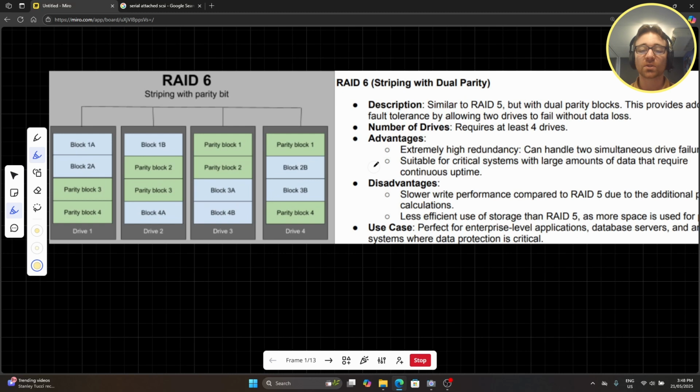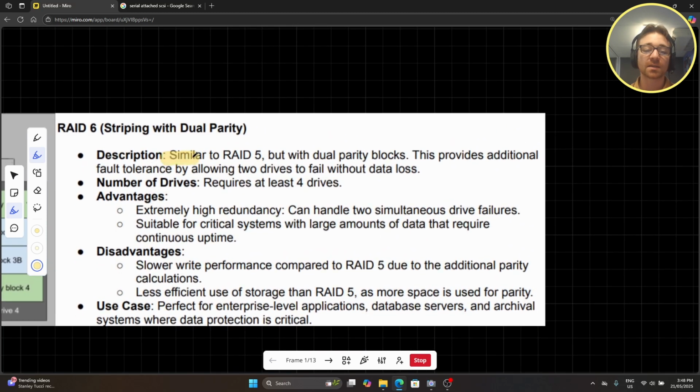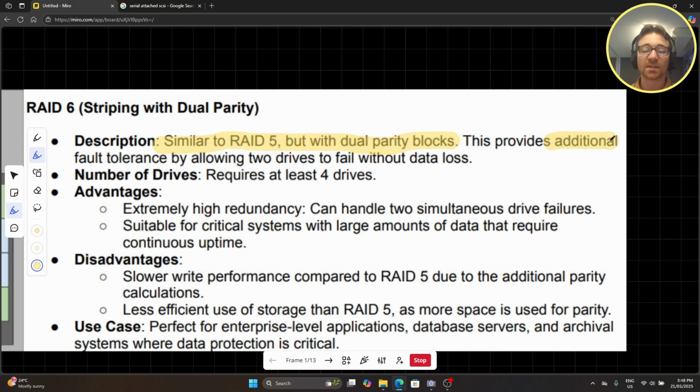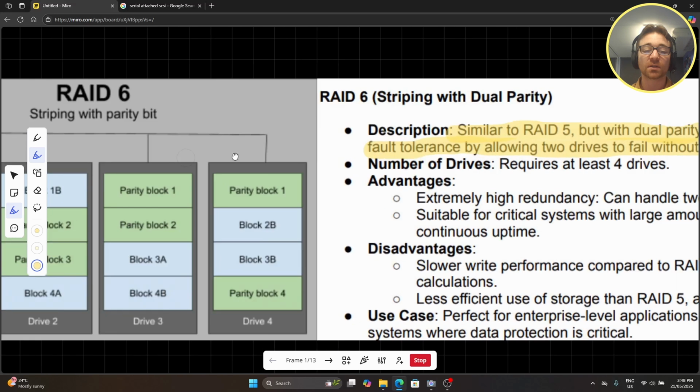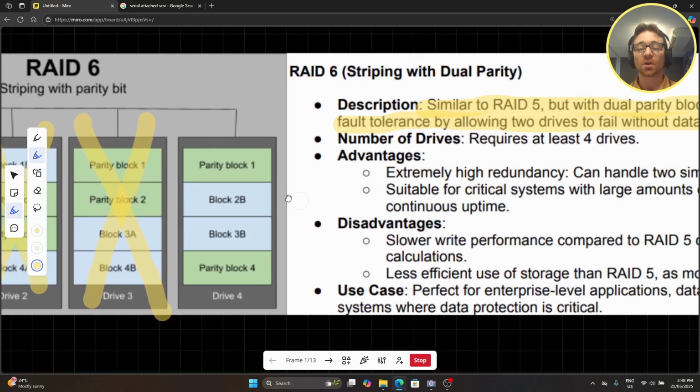On to the next one, which is RAID 6. Now this one is similar to RAID 5, but it has dual parity blocks or bits. So that basically results in additional fault tolerance by allowing 2 drives to fail without data loss. Okay, so in RAID 6, everything I said about RAID 5 is the same. However, we can afford not just one drive going down, we can afford 2 drives going down.